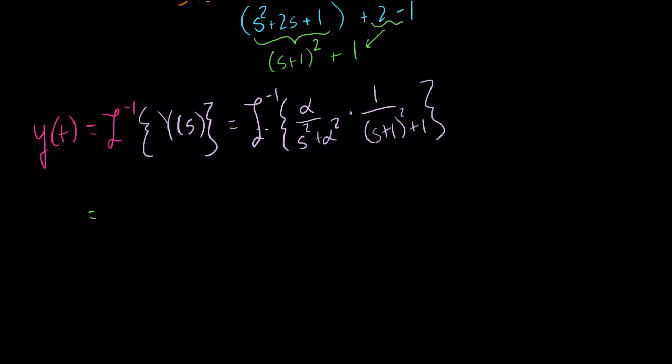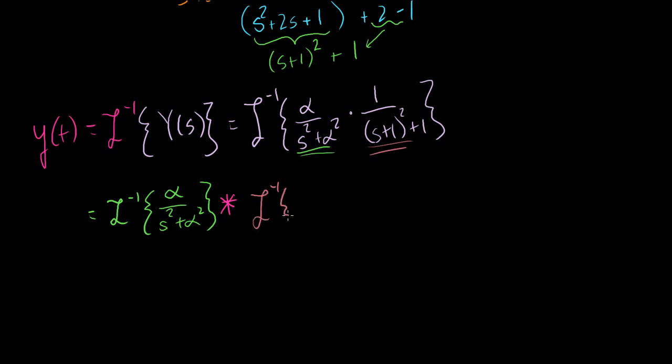the inverse Laplace transform of this first term in the product. So the inverse Laplace transform of that first term, alpha over s squared plus alpha squared, convoluted with, I'll do the little convolution sign there. I was about to say convulsion. They're not too different. Convoluted with the inverse Laplace transform of this term, the inverse Laplace transform of 1 over s plus 1 squared plus 1.